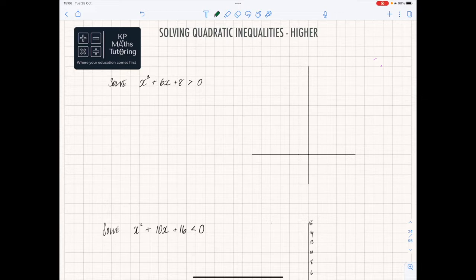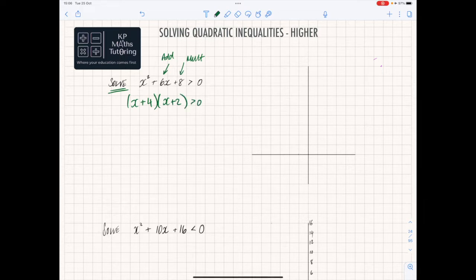The first thing we're going to do is factorise this. Because it says solve and this is a quadratic, the first thing we're going to do is attempt to solve it, and we could either complete the square, factorise, or use the quadratic formula. But the first thing I'm going to do is look to see if this does factorise. So I'm looking for two numbers that add to give me 6 and multiply to give me 8. Hopefully you can figure out that the factors will be x plus 4 and x plus 2.